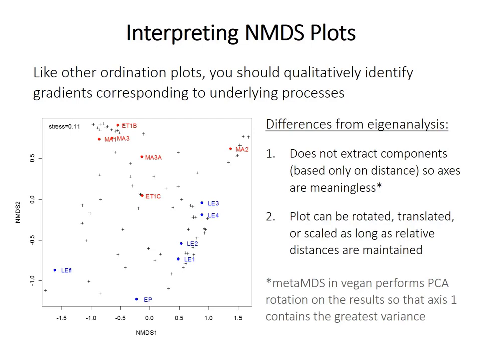So I said that the axes don't mean anything, but I will note that in R, if you're doing this, what it does is that it actually performs a PCA on your ordination results after they're obtained. So axis one is supposed to be the greatest variance in the ordination space. So not the original data, but in ordination space.